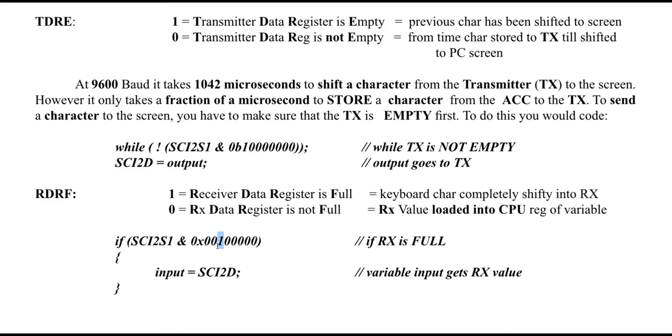However, if something came in, it's going to give you something that's not 0, and it's going to say input equals SCI2D. On this side, this is the receiver. So some variable is going to get what's in the receiver. On this side, this is the transmitter. On this side, this is the receiver.